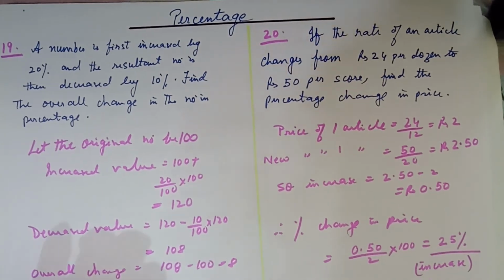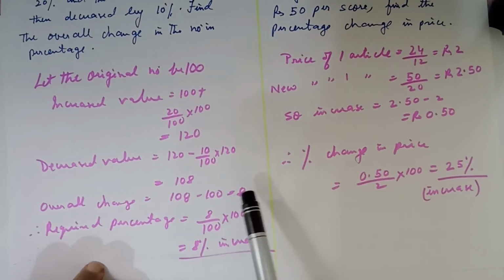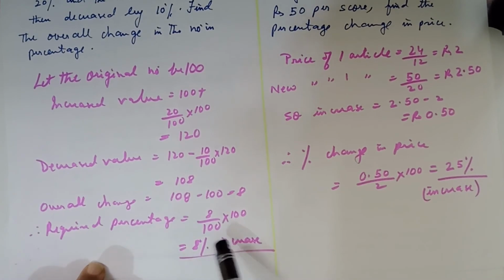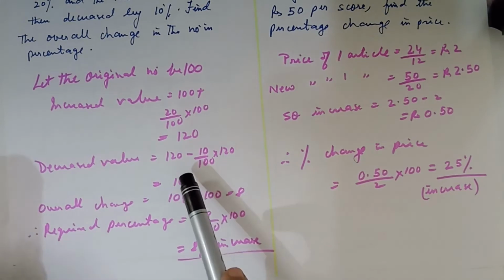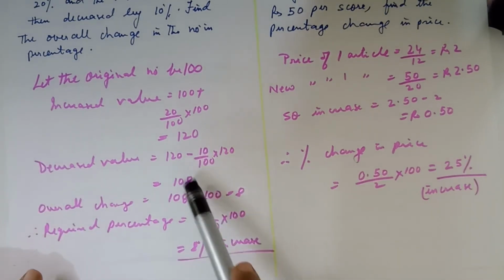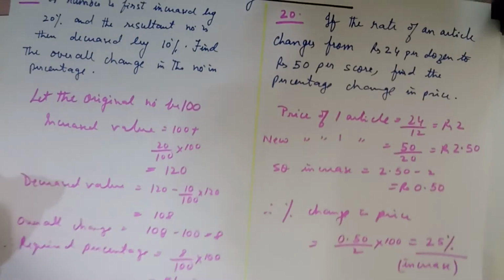How much is the overall change? We again subtract and we get 8. Required change is 8% increase. If you can correlate, you can see a similar question was solved just now.